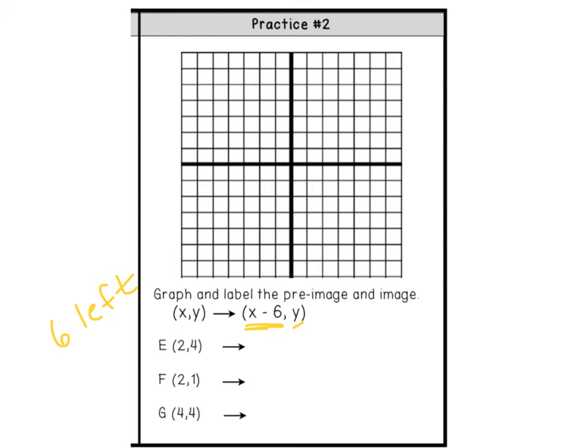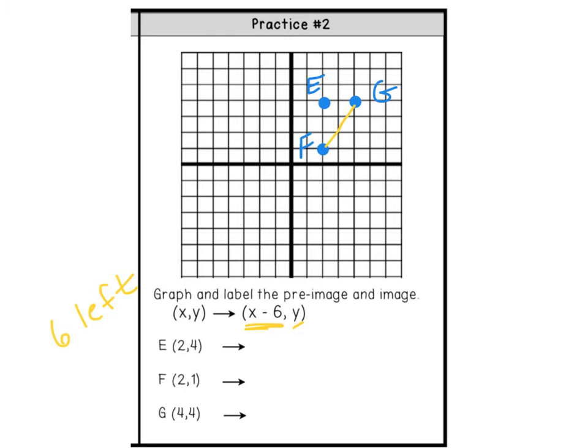First, we have to plot our original points. So let's plot E, which is at 2, 4. Okay, there's E, 2, 4. F is at 2, 1. Okay, there's F, and now G is at 4, 4. So forward 4, up 4. And there's G. Okay, make sure you label everything. You always have to label everything with these transformations.